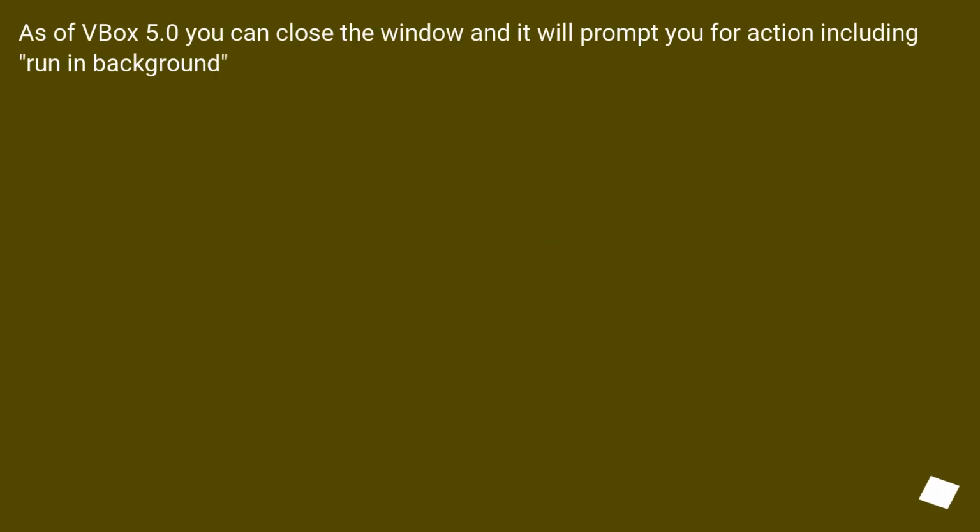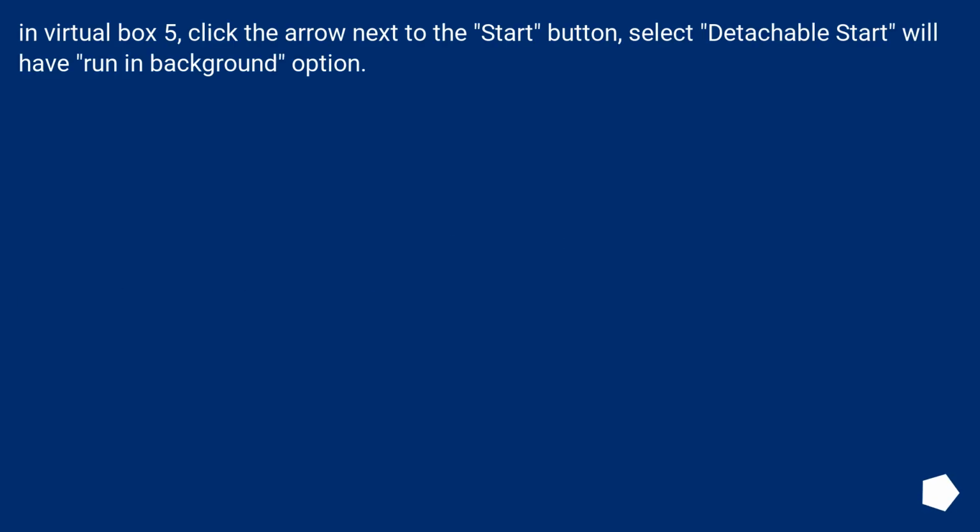As of VBox 5.0, you can close the window and it will prompt you for action, including run in background. In VirtualBox 5, click the arrow next to the Start button, select Detachable Start, which will have a Run in Background option.